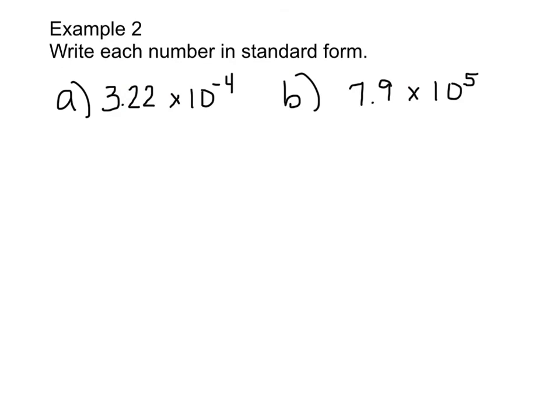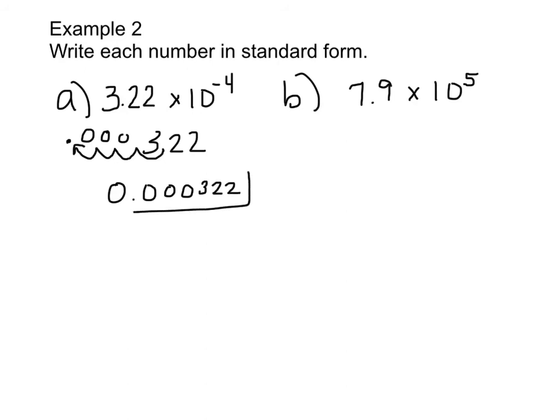So let's do some more examples. Example 2, write each number in standard form. If you already know what you're doing, pause the video and do it yourself. Otherwise, in part A, 3.22 times 10 to the negative 4, since we have a negative exponent, we're going to take our decimal and move it 4 spaces to the left. My decimal then is here. I add 3 zeros. So my answer would be 0.000322.